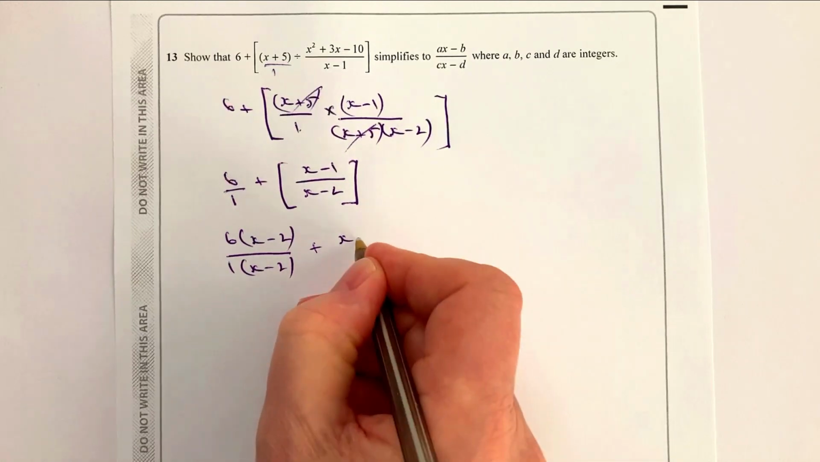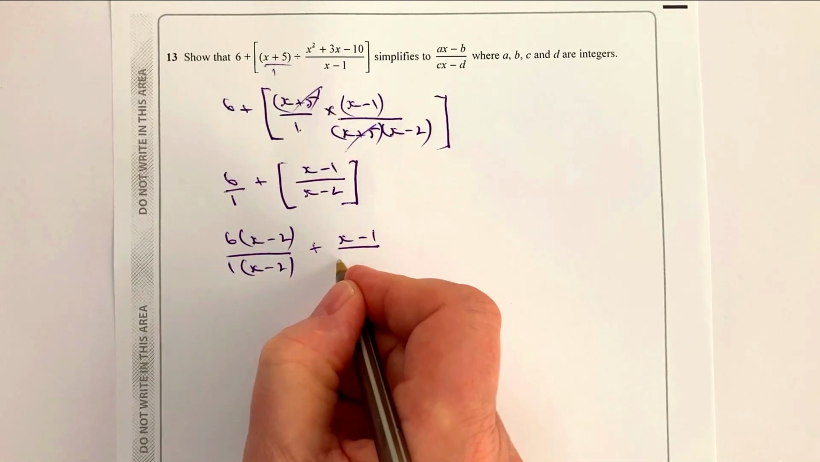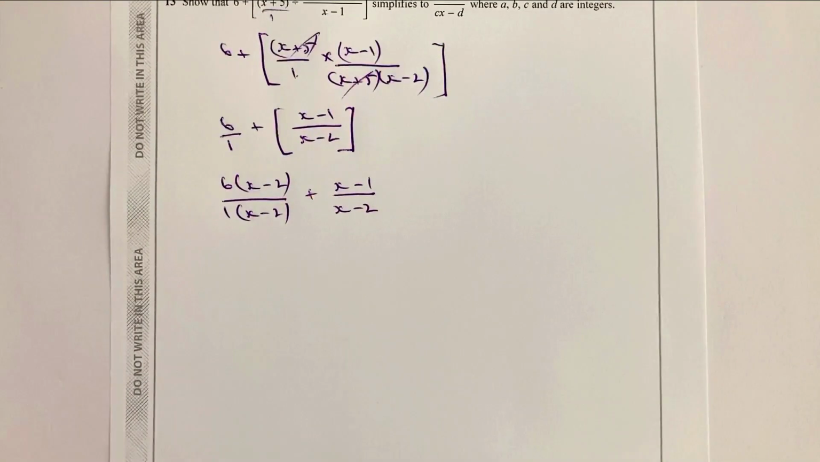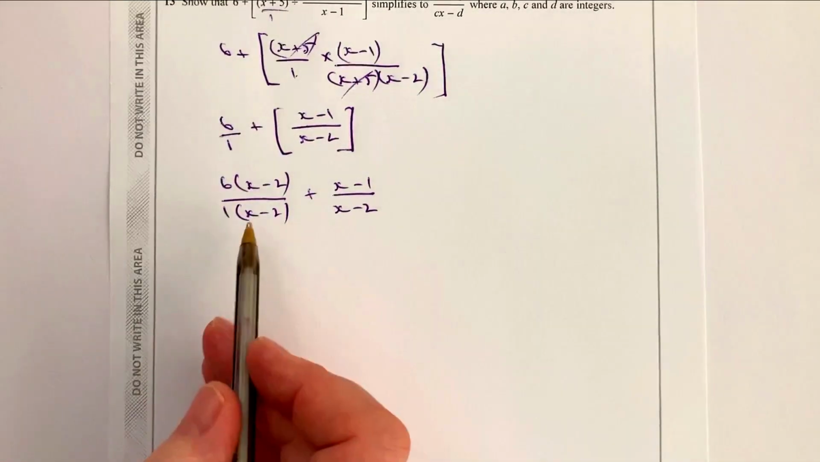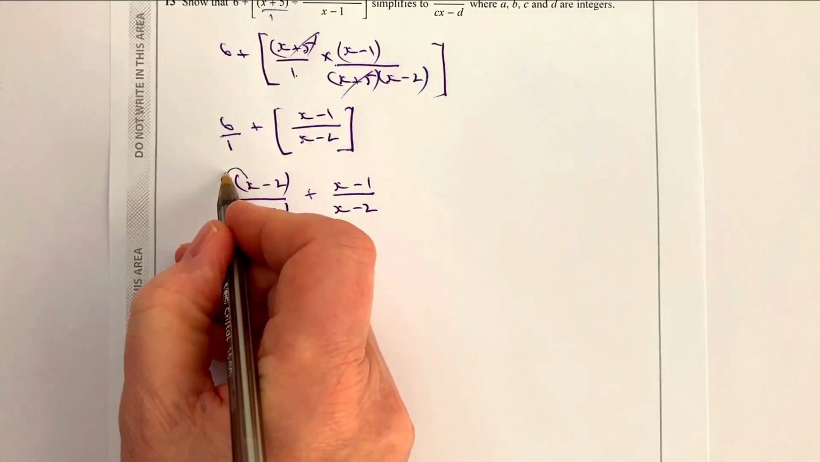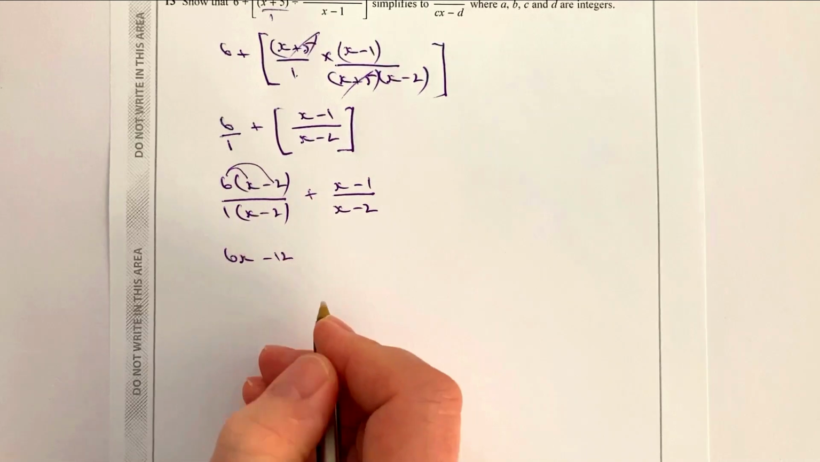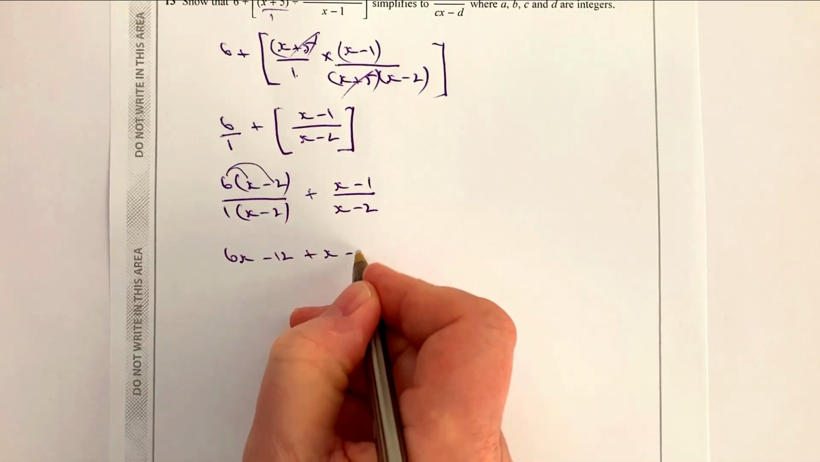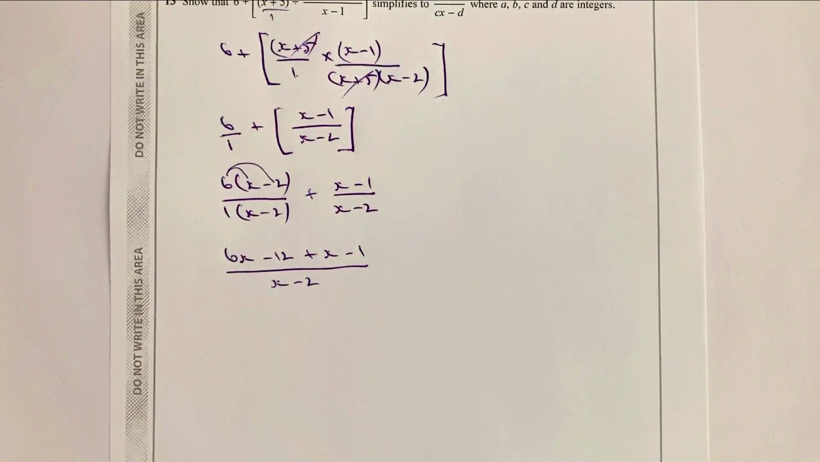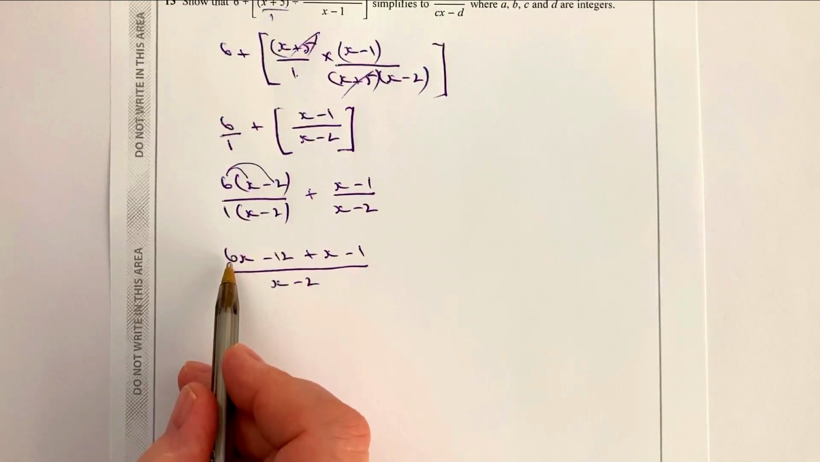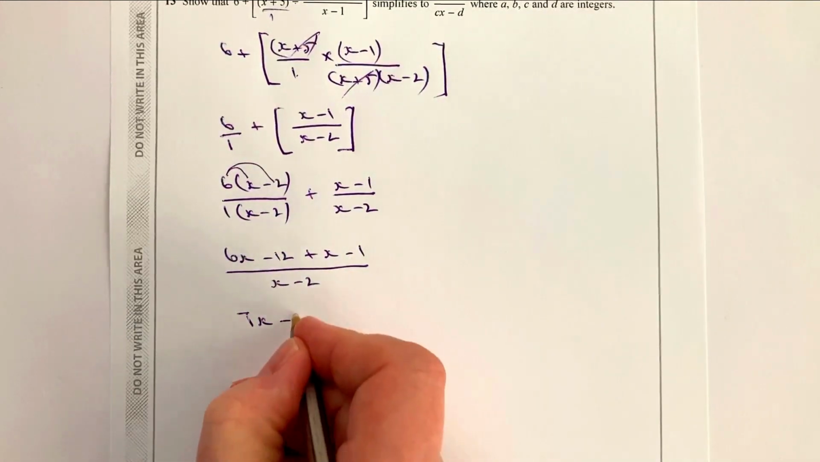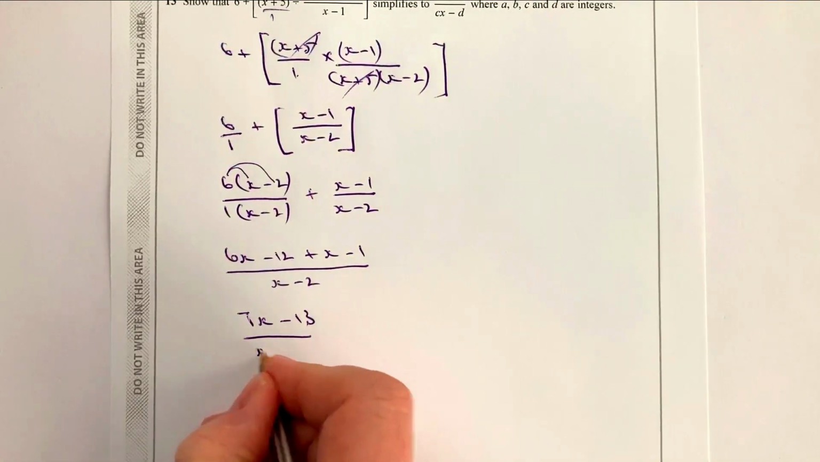Okay, I'm going to add that to what's in the square brackets, which is x minus 1 over x minus 2. All right, so let's bring that together and just make it a little bit easier to work with. Okay, so what I've got at the top here is going to be 6 times x is going to be 6x. 6 times minus 2 is going to be minus 12. I'm going to add that to x minus 1, and I'm going to divide the whole lot by x minus 2 because the denominators are the same. Okay, so when I then tidy all of this up, I've got 6x plus x is going to give me 7x, minus 12 minus 1 is going to give me minus 13, all divided by x minus 2.